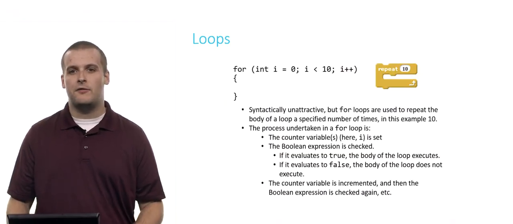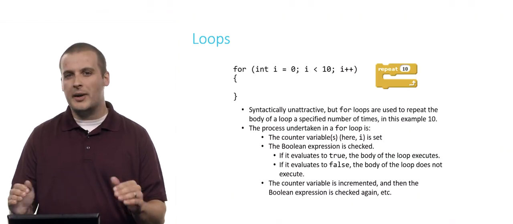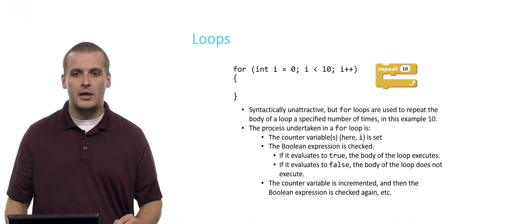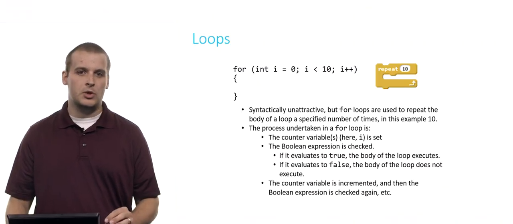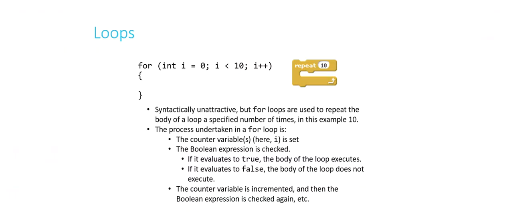Lastly, we have a for loop. For loops are kind of syntactically unattractive, and there's a lot going on here, so bear with me as we try and break these pieces apart. Generally, the use case of a for loop is you want to repeat something a specific number of times. In this example, I have the repeat block from Scratch, which is analogous to the for loop in C, repeating something 10 times. And the for loop on the left is a for loop that would do the same thing. This would go 10 times. We're counting from 0. We increment i each pass through the loop, and we keep doing that as long as i is less than 10.